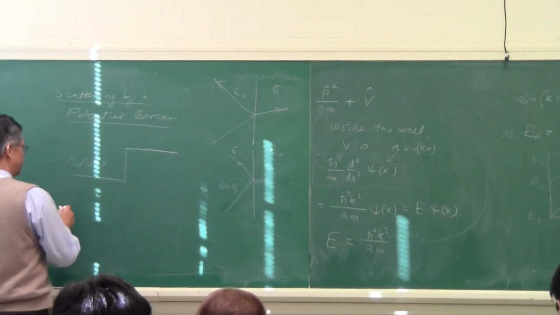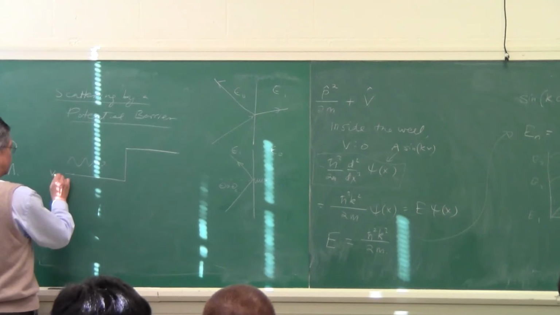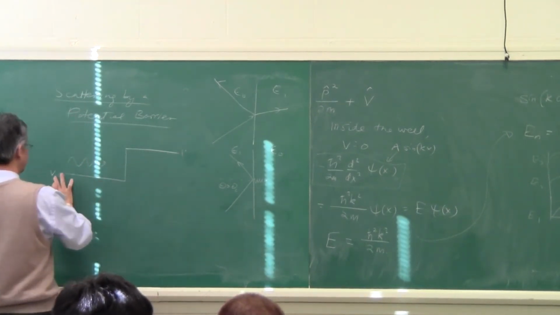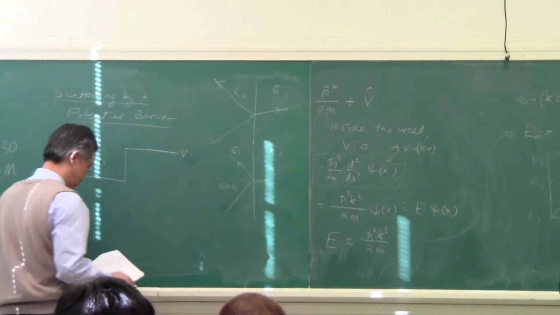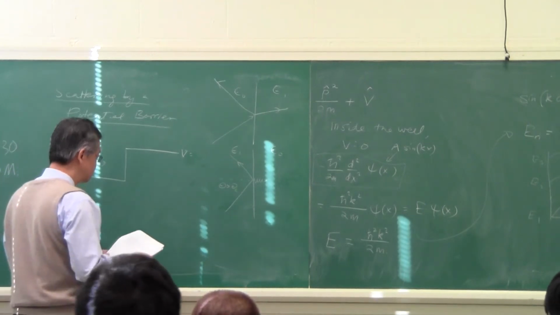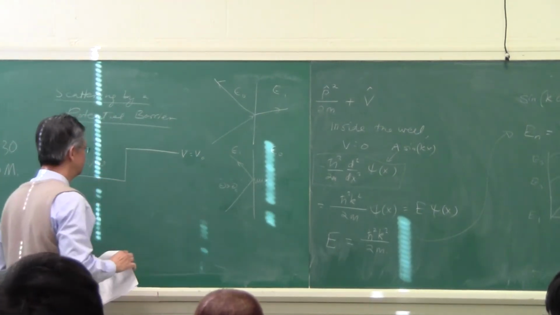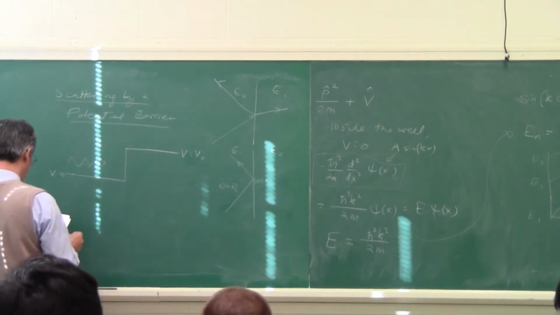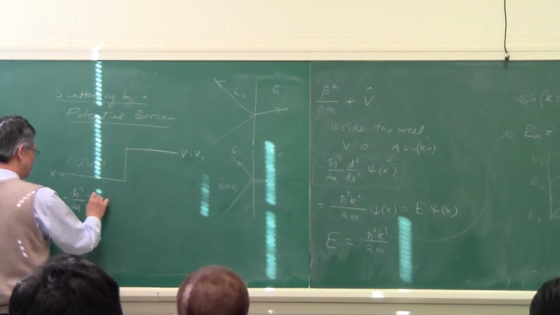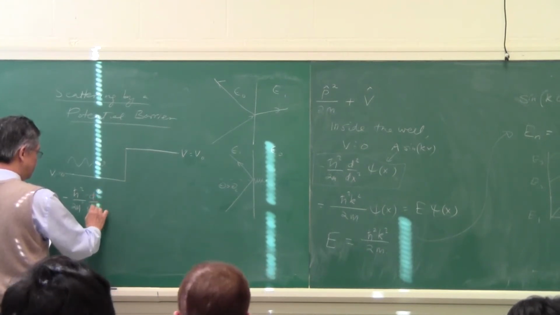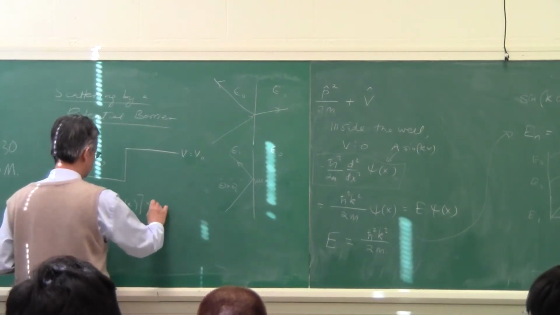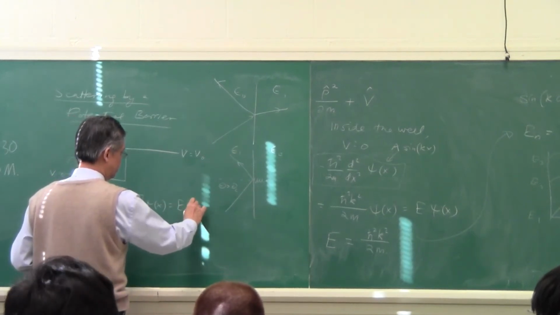If you look at, say, V equal to 0 here, and V equal to some larger value, let me see what I use in the notes, V naught over here. If you look at the Schrodinger equation, what you have here is minus h bar squared over 2m d squared dx squared plus V of x, psi of x, is equal to E psi of x.